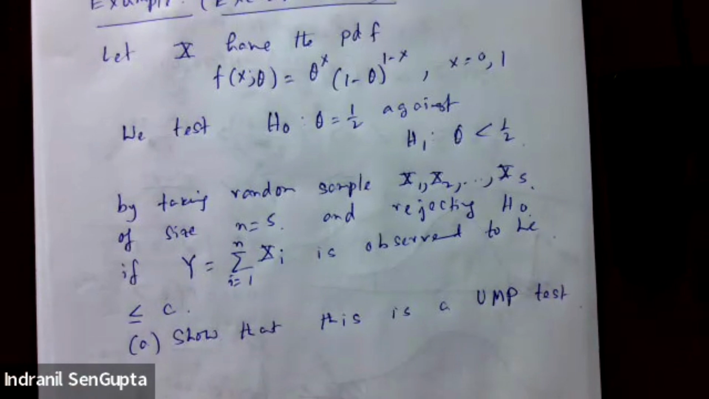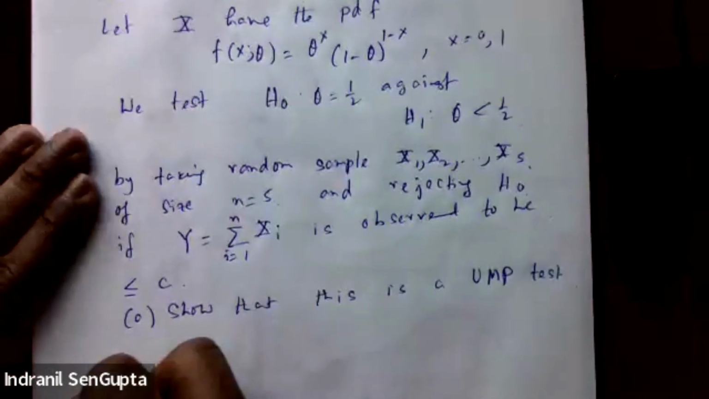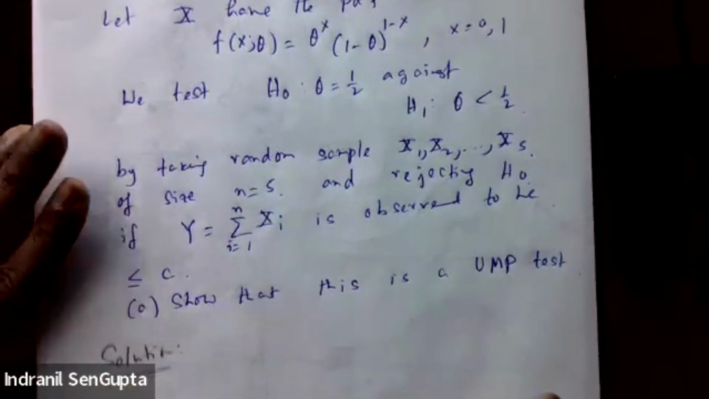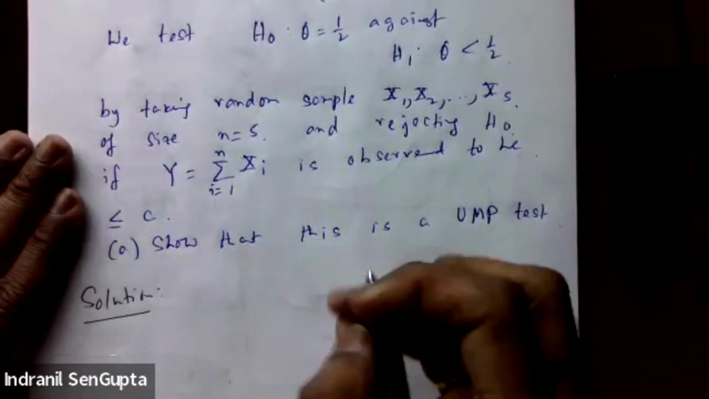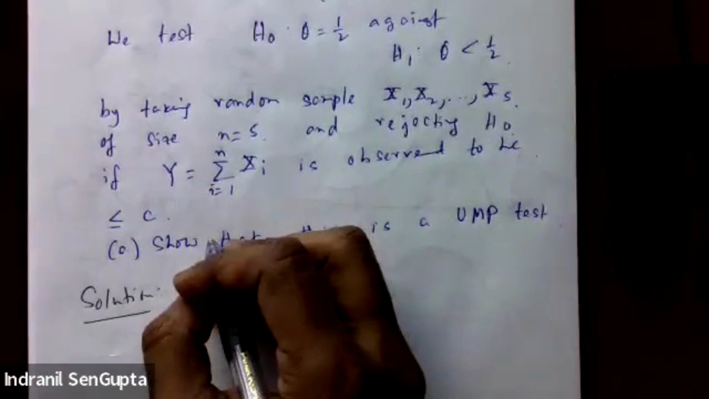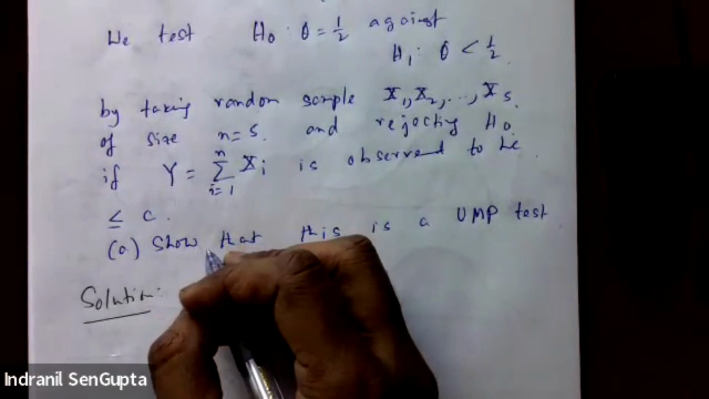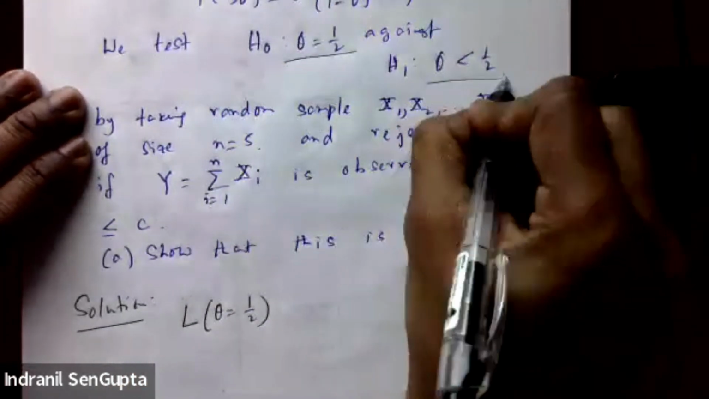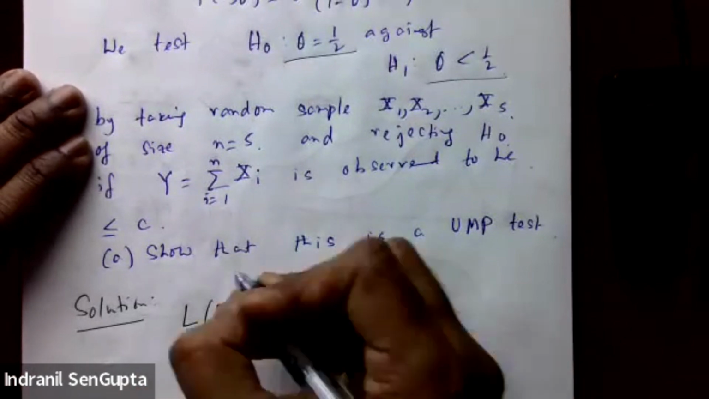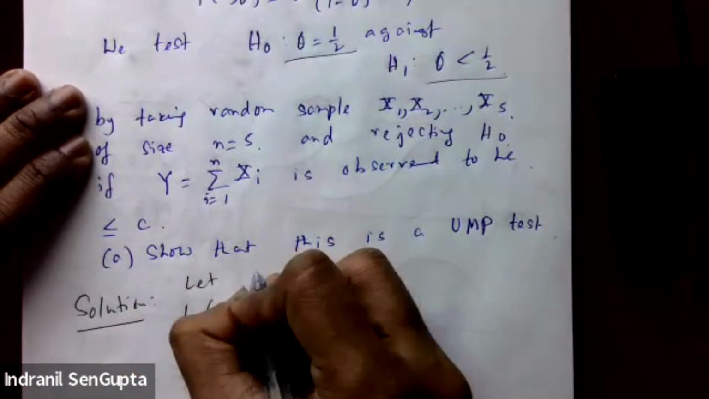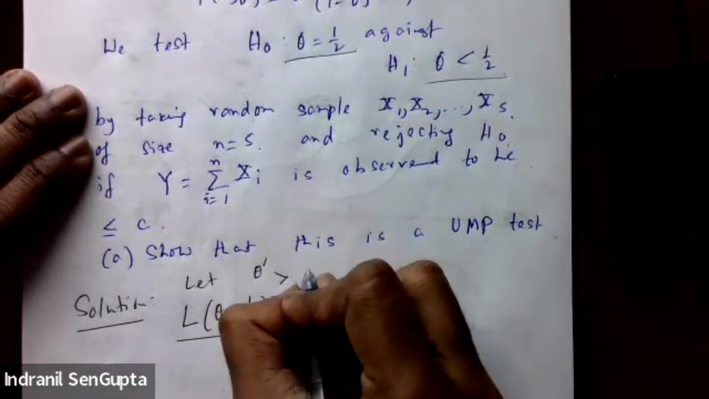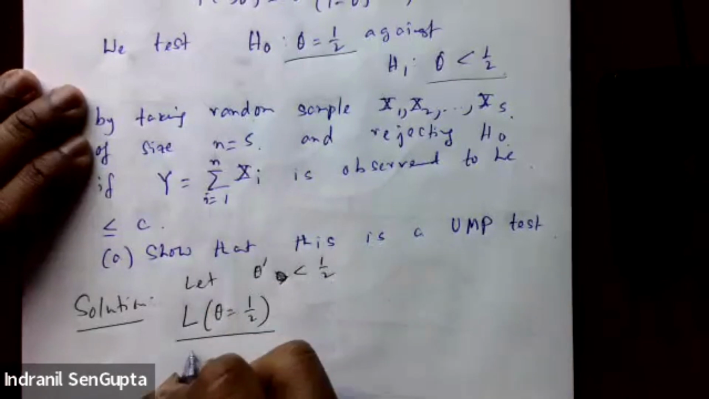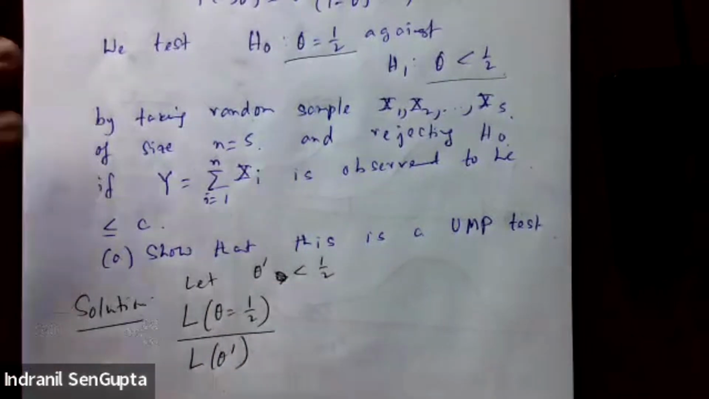Now, in order to show that this is a uniformly most powerful test, we have done very similar problems before, so let's do it quickly. Solution for the first one. What do we have to check? Basically, L of theta equals 1/2. We are testing against the alternative hypothesis, so it's over theta prime, where theta prime is a number less than 1/2. Let's compute this.